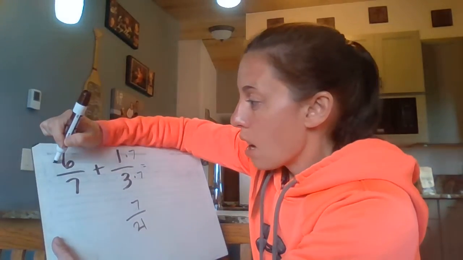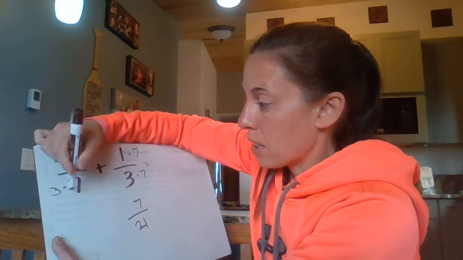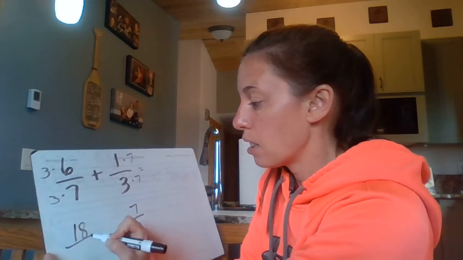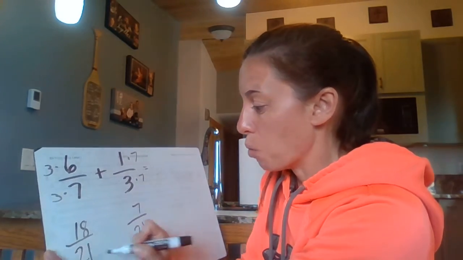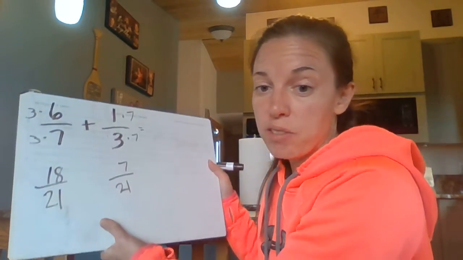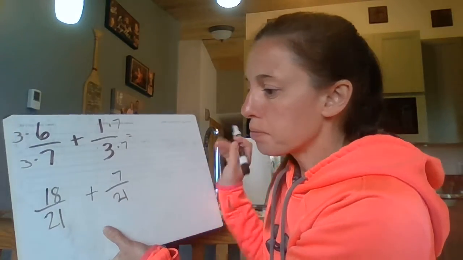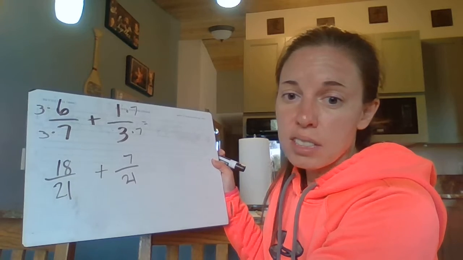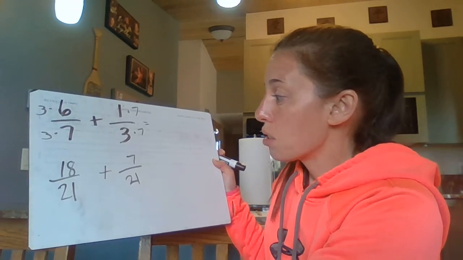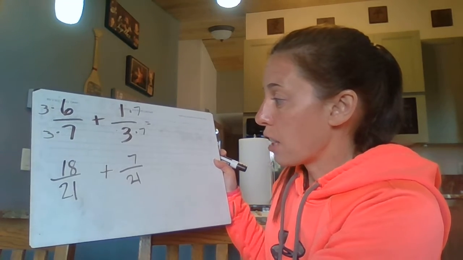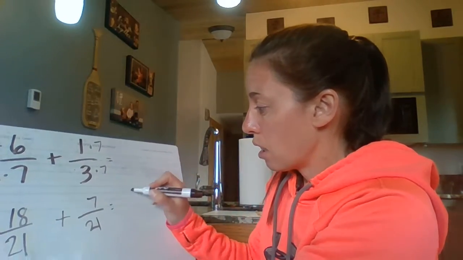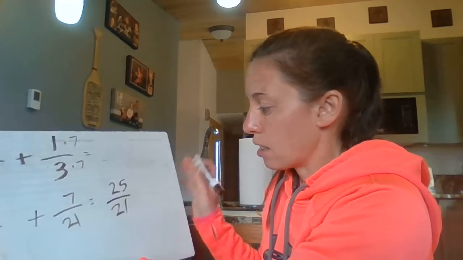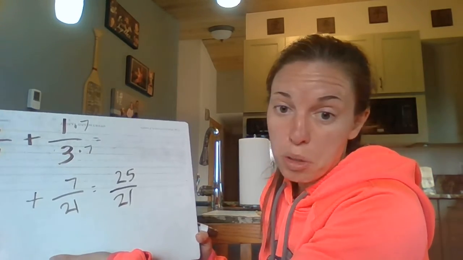This one, I'm going to multiply by 3 because that gets me to have the same denominator. 6 times 3 is 18. 3 times 7 is 21. This is review, remember, we've done a lot of this year. So now I have 18 plus 7, okay? So in order to do 18 plus 7, I know that that is 25. My denominator stays the same, 25 over 21.